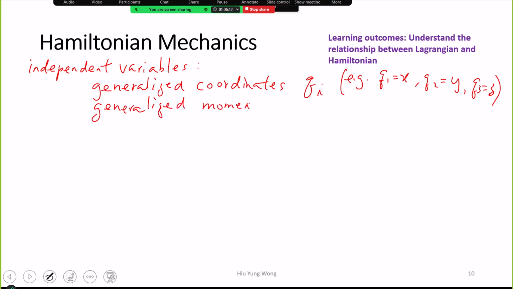But you need to remember, how do we get pi? It's not m times v, it's partial L partial qi dot. So you do need to know the Lagrangian in order to find the generalized momentum. That's why we need to learn the Lagrangian first, right? So in general, then we define something called the Hamiltonian.